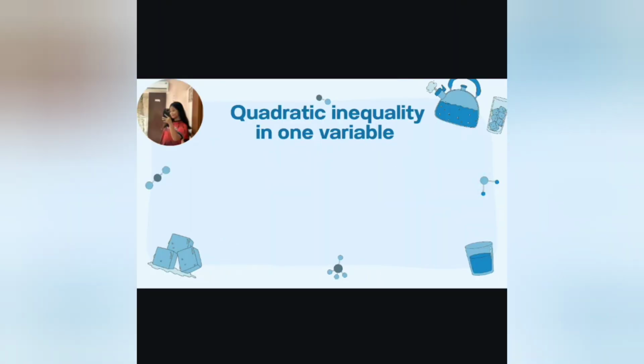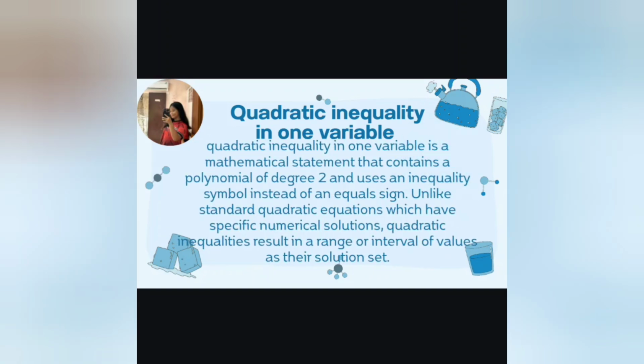So, what is a quadratic inequality in one variable? A quadratic inequality in one variable is a mathematical statement that contains a polynomial of degree 2 and uses an inequality symbol instead of an equal sign, unlike a standard quadratic equation, which has specific numerical solutions. Quadratic inequalities result in a range or interval of values as their solution set.